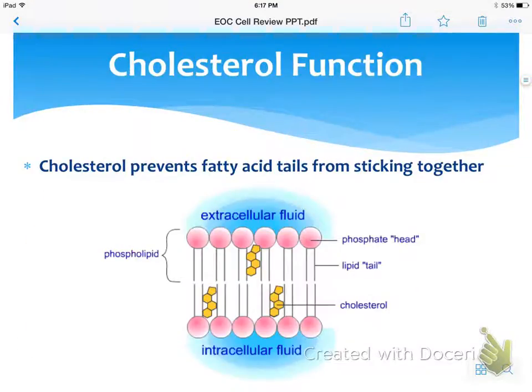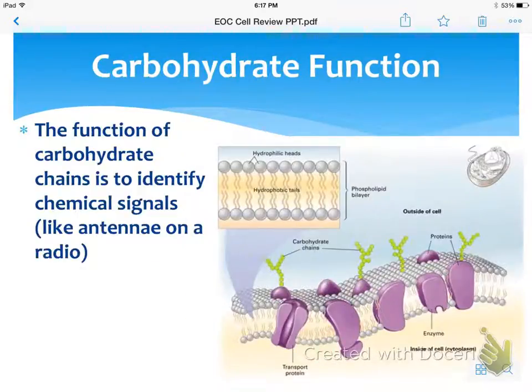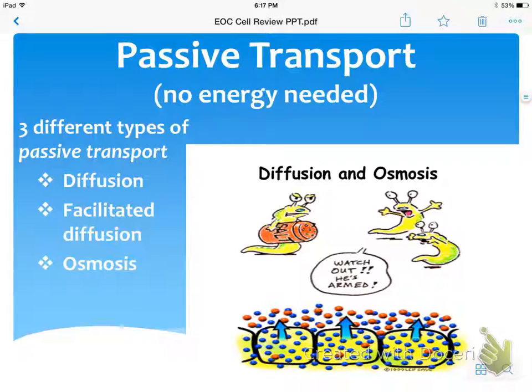The cholesterol just prevents those tails from sticking together. So they're kind of randomly in between the tails, and they prevent it from getting stuck. Carbohydrates, they identify signals. So they exist in 2 ways. They're either on a protein or they're independent on one of the heads.